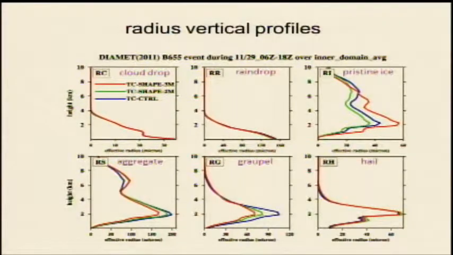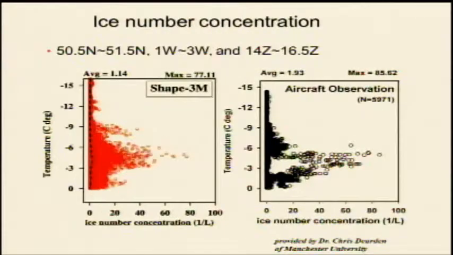And the size also shows a lot of difference. Now, the faster growth by including shape will also affect the latent heat release in the cloud, and of course the strength of the convection.